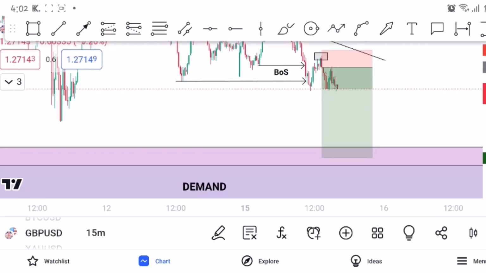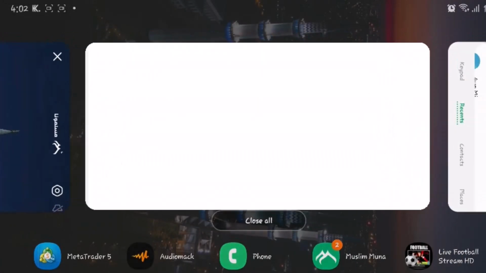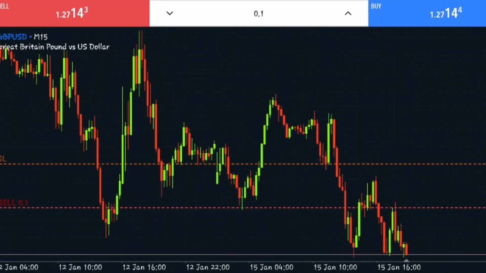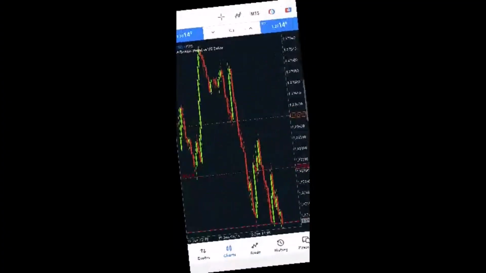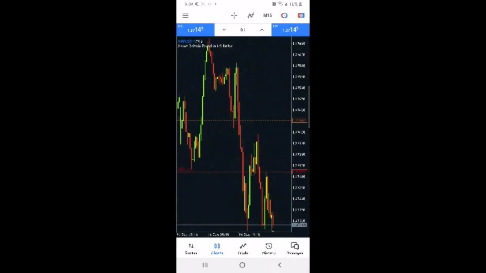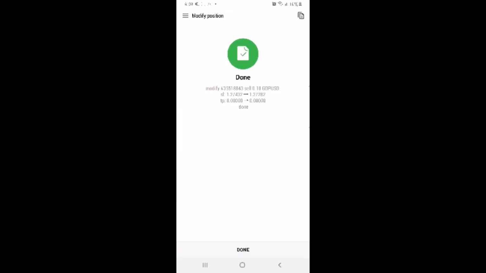So what will I do now? I'll just try to break even. Let me break even on my entry. Okay. So let me break even on this. Let me break even on this. Boom. Modify.